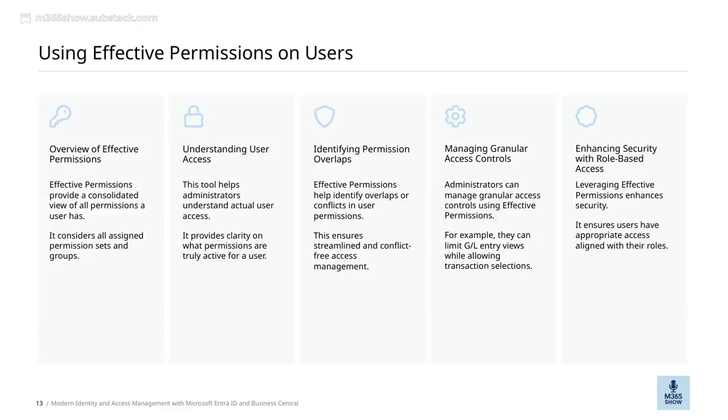Leveraging effective permissions is a powerful way to enhance security within your system. It ensures that users have the appropriate level of access that aligns with their specific roles and responsibilities. When we talk about enhancing security with role-based access, it really means giving users just enough permissions to do their jobs without exposing sensitive information or functions they shouldn't see.